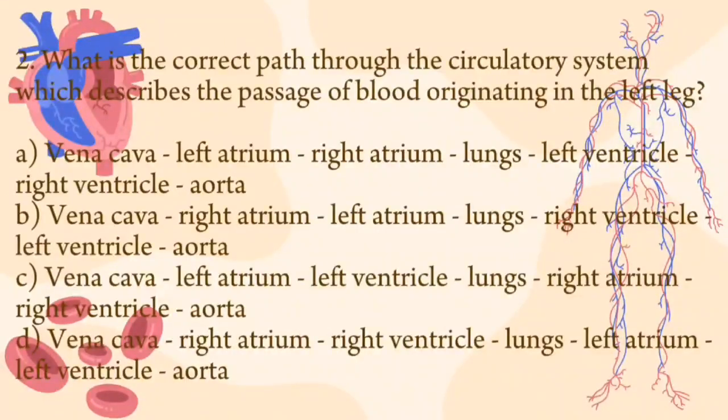2. What is the correct path through the circulatory system which describes the passage of blood originating in the left leg? A. Vena cava, left atrium, right atrium, lungs, left ventricle, right ventricle, aorta. B. Vena cava, right atrium, left atrium, lungs, right ventricle, left ventricle, aorta. C. Vena cava, left atrium, left ventricle, lungs, right atrium, right ventricle, aorta. D. Vena cava, right atrium, right ventricle, lungs, left atrium, left ventricle, aorta.